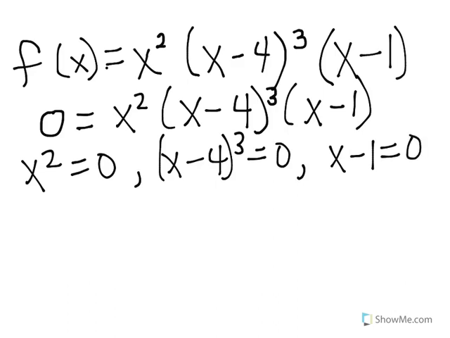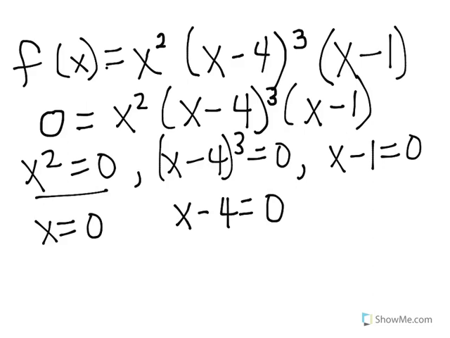So if I take the square root of both sides for this equation, I simply get 0. For the second equation, if I take the cube root of both sides, I simply get x minus 4 equals 0, and so x must be equal to 4. And for the last equation, I add 1 to both sides, and I get x equals 1. So my three zeros are 0, 4, and 1.